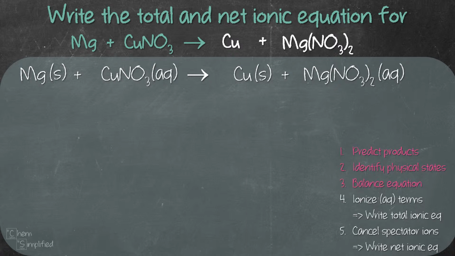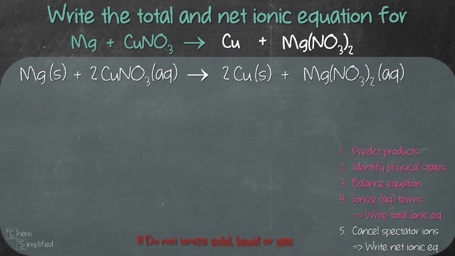We need to make sure that the equation is balanced. So we need to place a 2 in front of CuNO3 and a 2 in front of Cu. That will make sure that the atom counts on the left and on the right are the same. Step 4. We need to ionize the aqueous terms. That means we need to break the terms that have aqueous states into ions. It's important to note that we only do that for aqueous terms. We don't do that for solid, liquid, or gas.